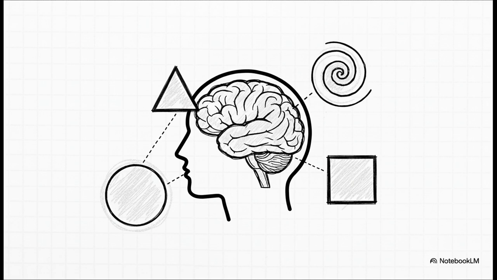The triangle is your focused attention. The circle is your capacity for empathy. The square is your ability to set healthy boundaries. And the spiral is your brain's amazing power to learn and change.